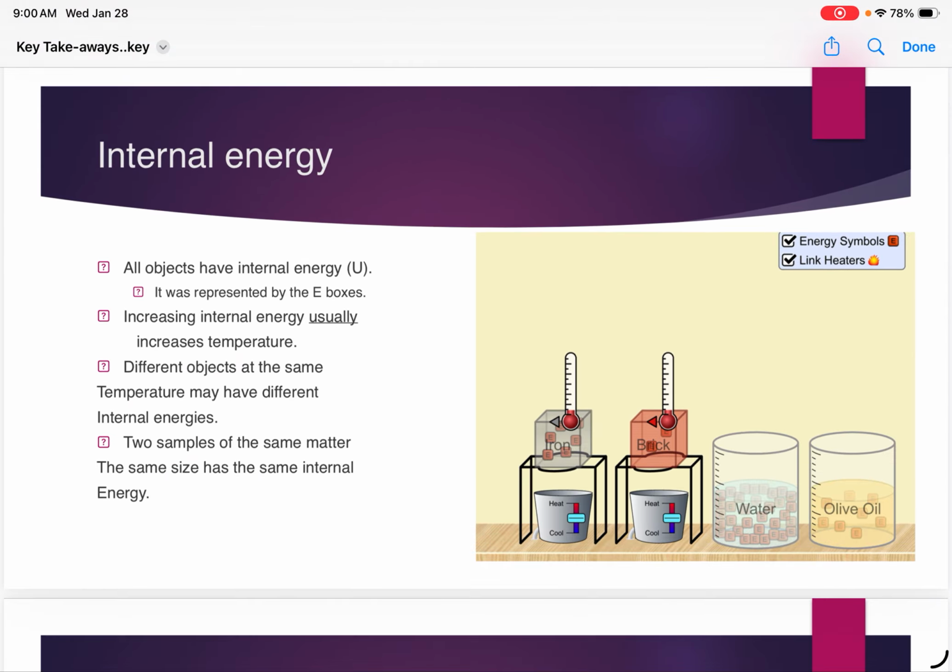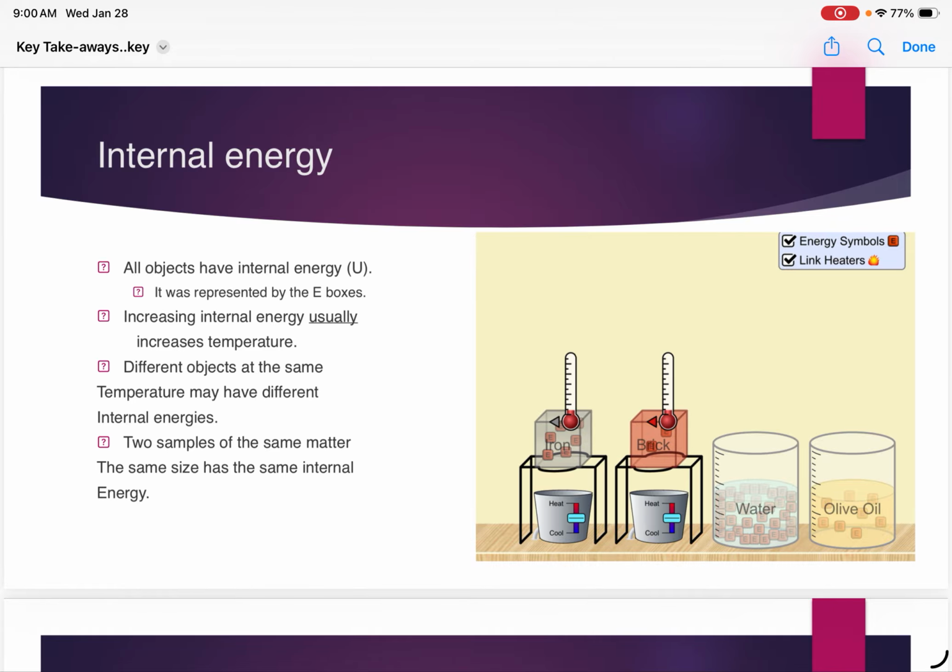Internal energy. All objects have internal energy, which is symbolized by a U for some reason. It was the E boxes on the thing we did the other day. An increase in the internal energy usually increases the temperature. When it doesn't is when we're doing a phase change, and we'll see that later. Different objects at the same temperature may have different internal energies. You can see in the iron and the brick, even though they're at the same temperature, they have different numbers of those little square E's. Same with the water and the olive oil. Two samples of the same matter, the same size, have the same internal energy. I said has, but it should say have.